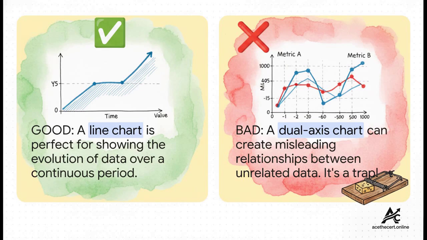But check out the chart on the right. This is the dual y-axis chart, and it is a trap. By slapping two totally different scales on the same chart, you can make it look like two things are related when they're not. It's super misleading, and honestly, it's a pretty dangerous way to show data.